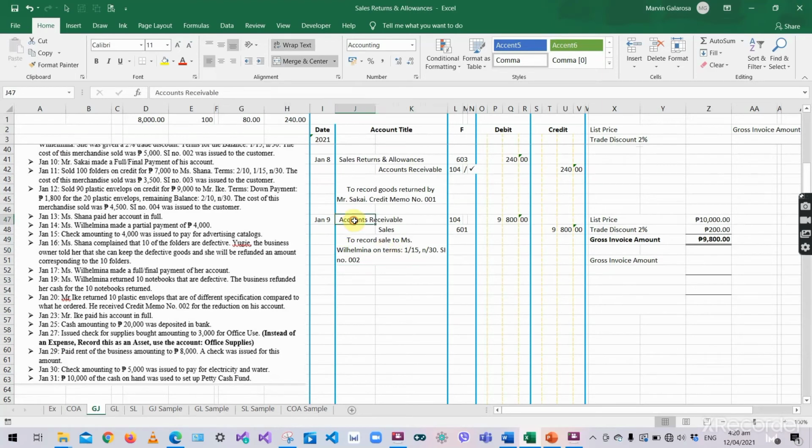But before we forget, dun sa January 9 na journal entry, since na-post mo na sa subsidiary ledger ni Miss Wilhelmina, indicate mo dito sa folio column: 104/check. Indicating na na-post mo na siya sa subsidiary ledger, maliban sa general ledger.